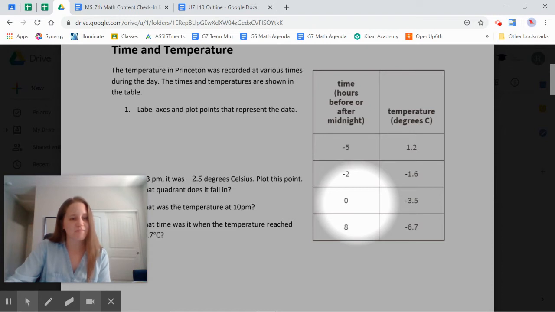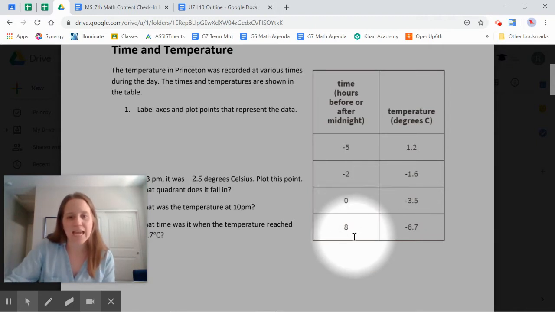What is 0? Tricky one. Did I trick you? 0 means midnight. 0 means absolutely. There's no hours before and no hours after midnight. And what about 8? This is a positive 8. You're already interpreting points on a coordinate plane. We haven't even drawn one yet. Excellent job. 8 means 8 hours after midnight.